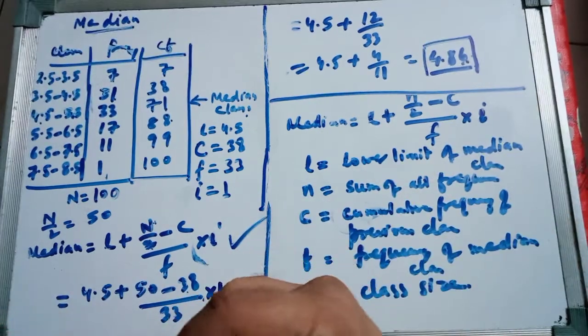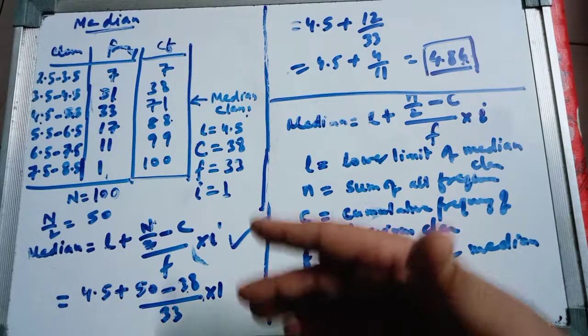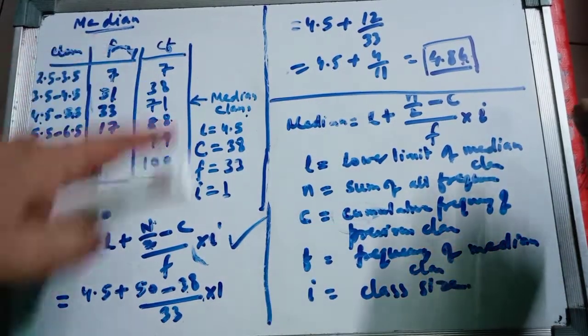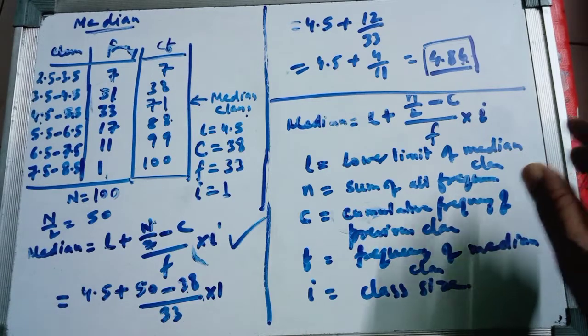Is this clear to everyone? Okay, so do the practice of finding the median of the grouped frequency table using this formula.